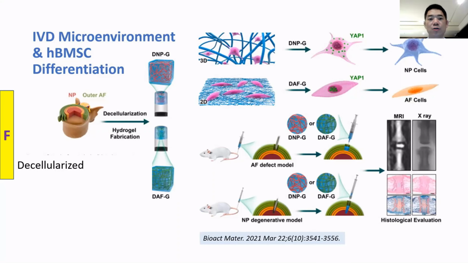And this study shows that in the intervertebral disc, an NP-like decellularized scaffold may make the implanted cells differentiate into NP-like cells. And that happens as well in the annulus fibrosus decellularized scaffold.